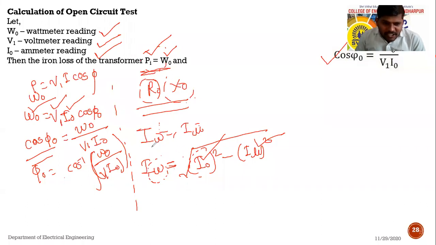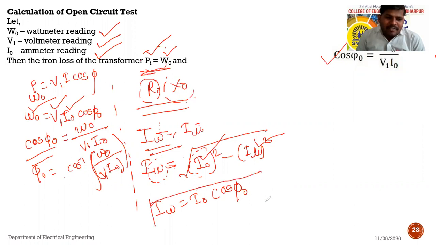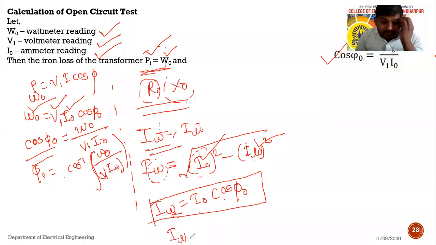What is the formula for IW? I0 cos phi. Right, so this is the formula: IW is equal to I0 cos of phi 0. Once we calculate I0 cos of phi 0, that means IW, then we are able to calculate the I mu.